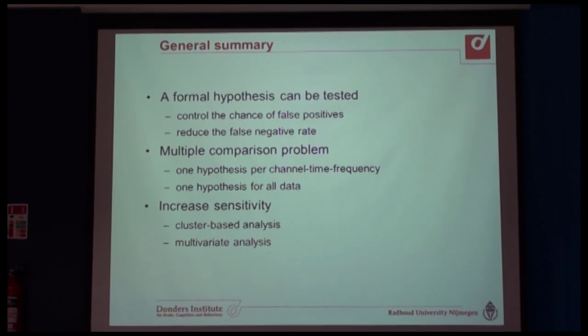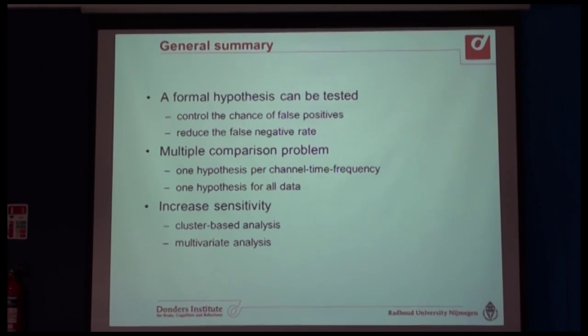But at the same time, we also don't want to be overly conservative. If you're using a Bonferroni correction at the channel level, then you'll never publish a paper. That's also not good. So we want to not have too many false positives, but we also don't constantly want to have false negatives. And that's why the increase of the sensitivity is such an important aspect.